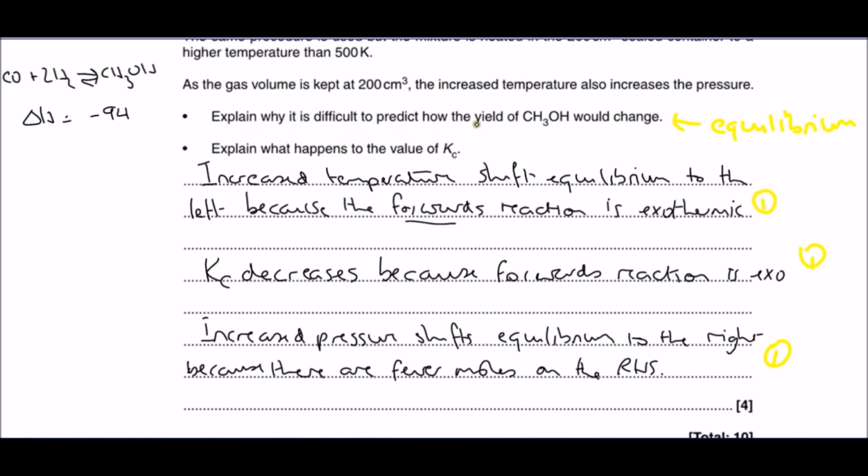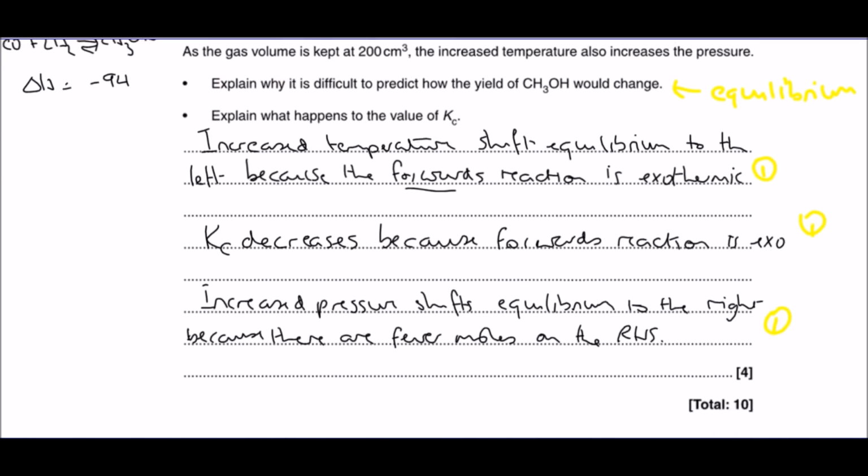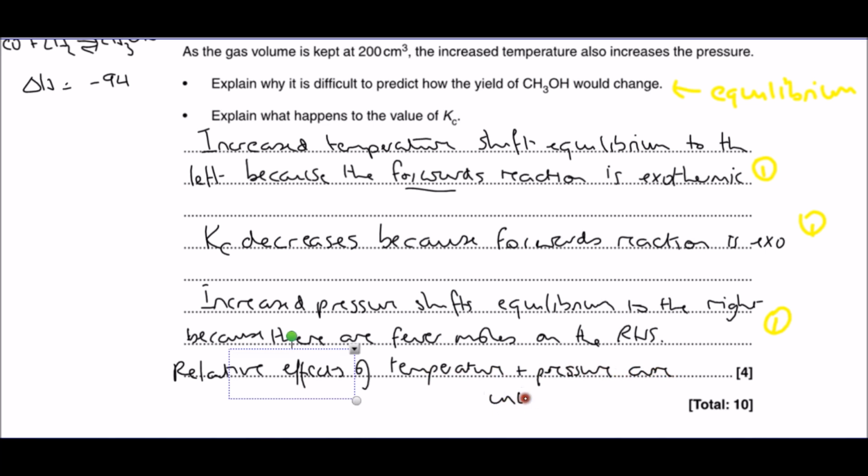And then we've got why is it difficult to predict. So we have to say the relative effects of temperature and pressure are unknown. And that's the final mark.